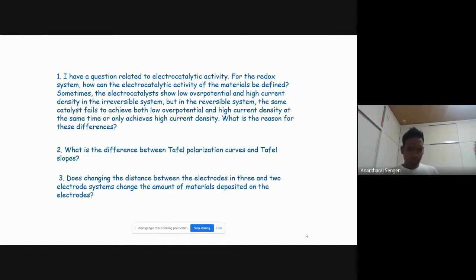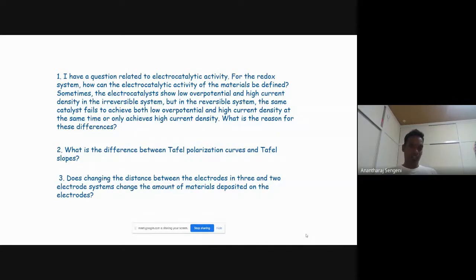The second question: what is the difference between Tafel polarization curve and Tafel slope? A Tafel polarization curve is the plot which we construct using current-potential data, which can be obtained from chronoamperometry or a very commonly used transient technique, although it is not a correct way of forming a Tafel polarization curve. It is a plot in which log current density is plotted against the IR-drop-free overpotential. The slope is something we get from the linear portion of this Tafel polarization curve.